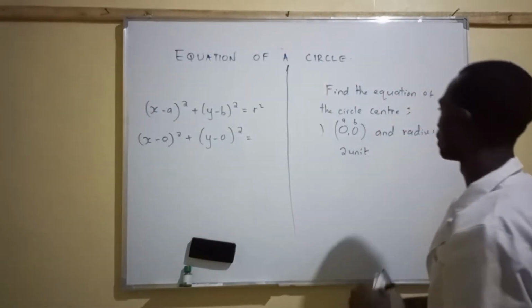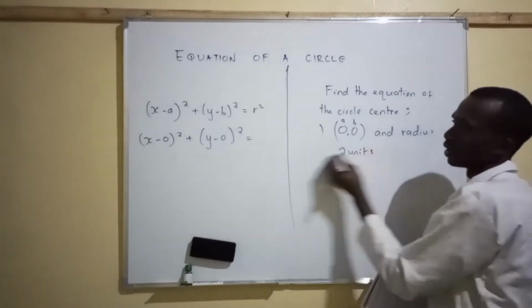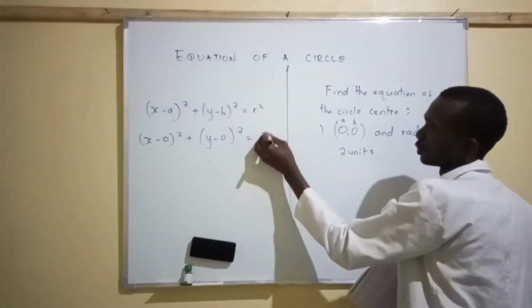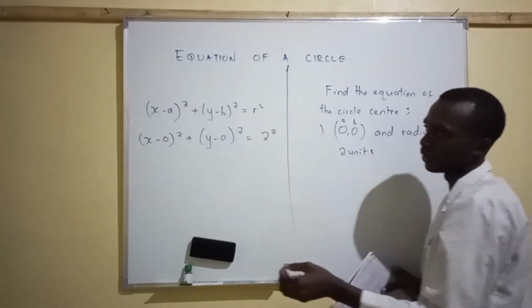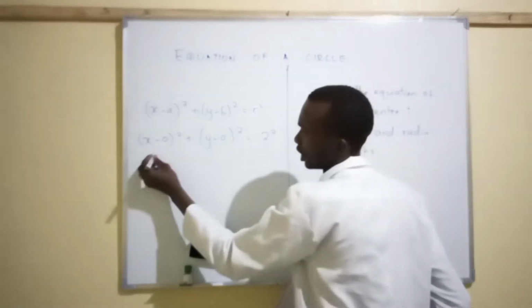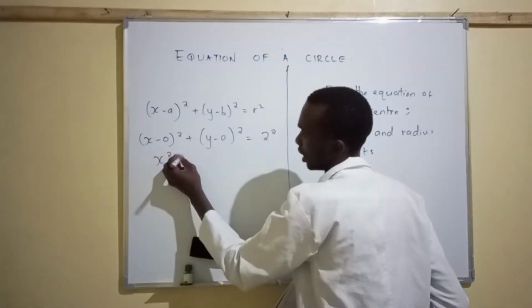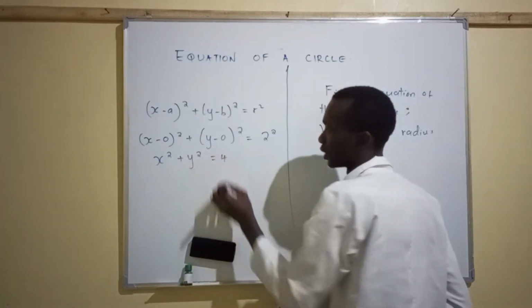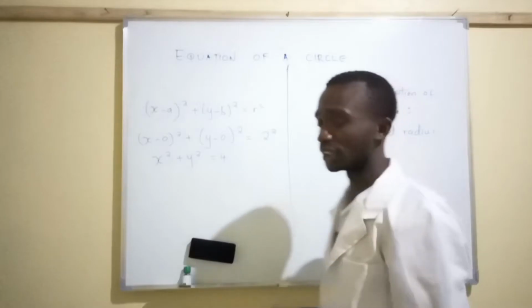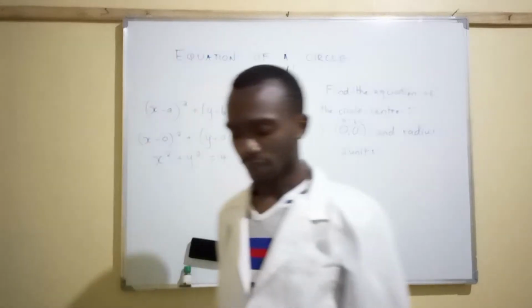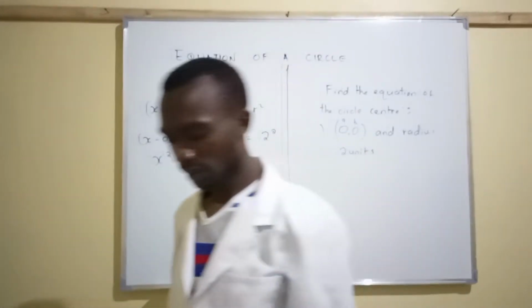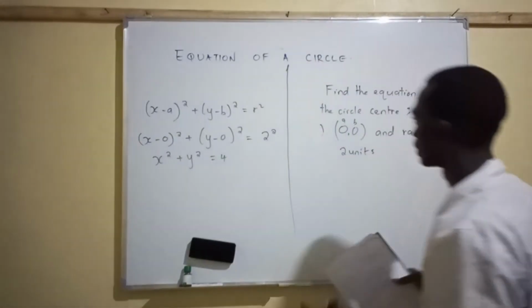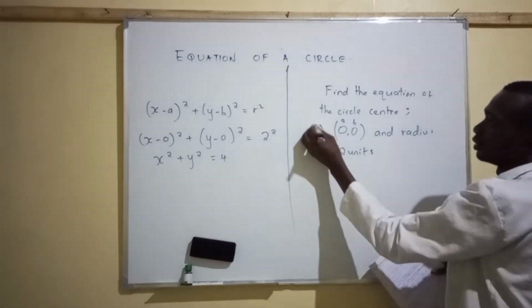The radius of this circle is 2 units, so this is the same as 2 squared. So the equation is x minus 0, that is x squared, plus y squared is equal to 4. So this is the equation of that circle. This is the first example.